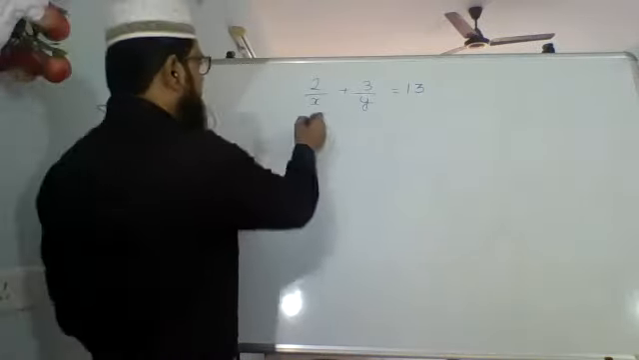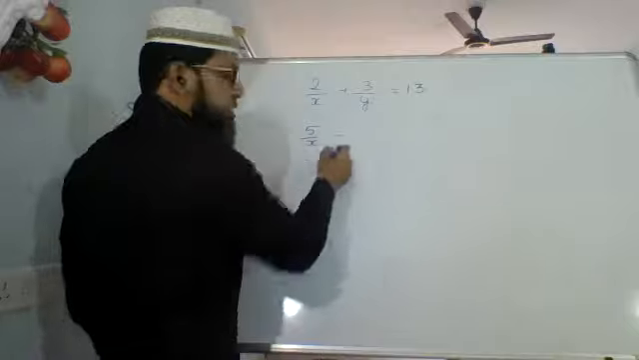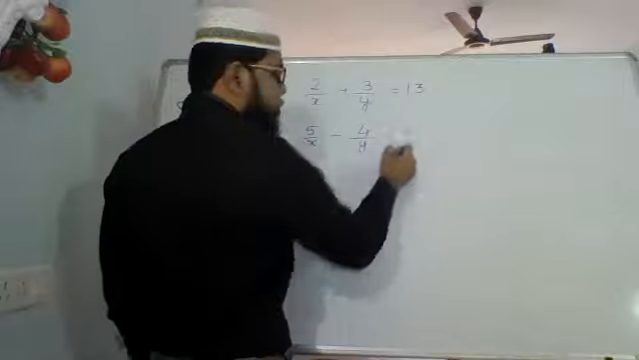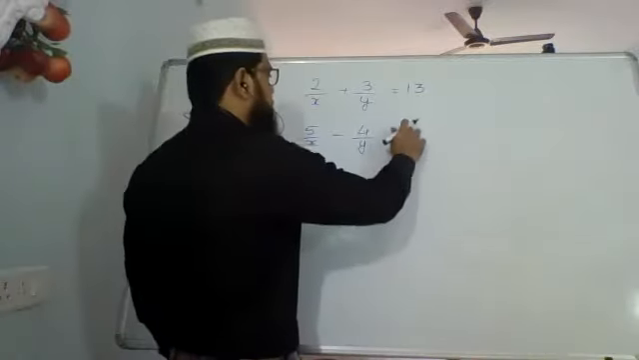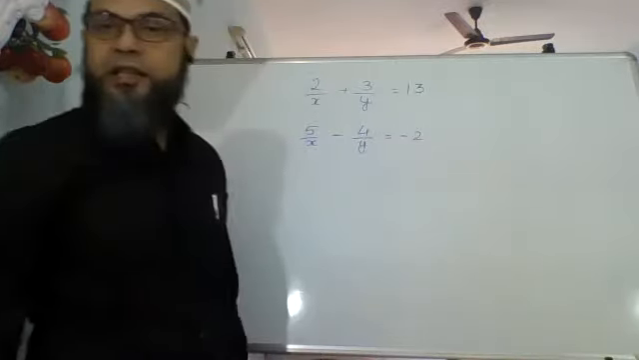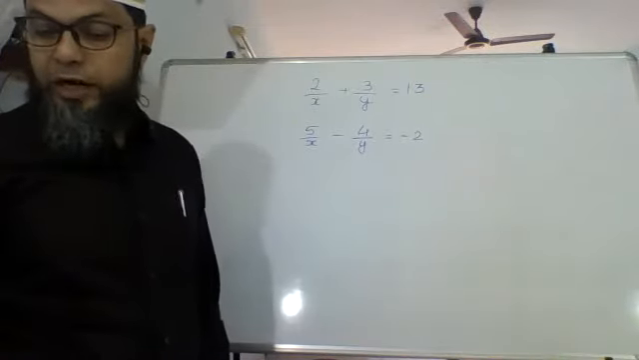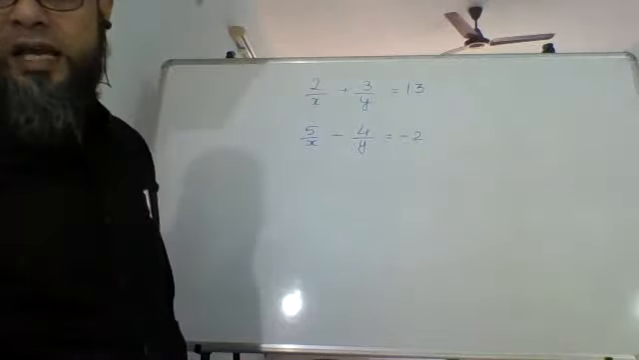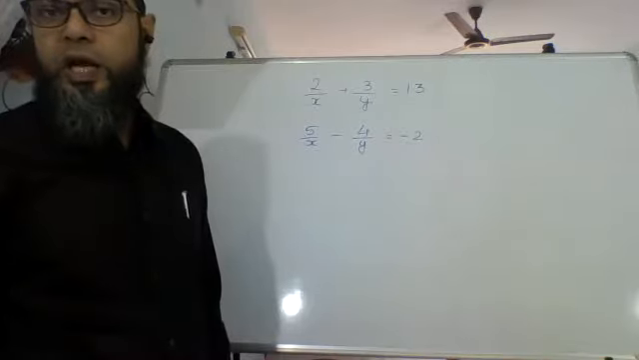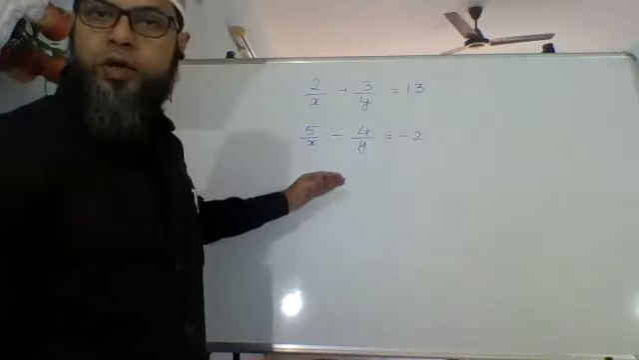The second equation that is given is 5 upon x minus 4 upon y equals minus 2. Again, since x and y are in the denominator, it cannot be called a linear equation. But we are going to convert this to a linear equation. How? I'll explain. This time I'm going to do it in a little more detail.